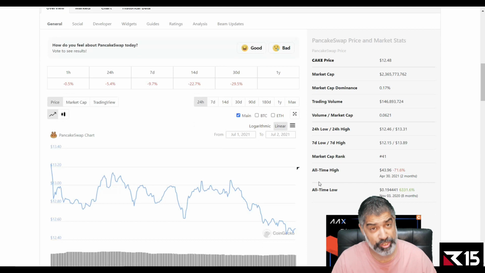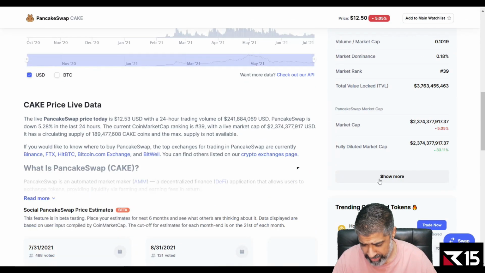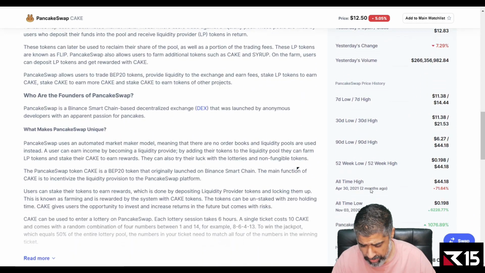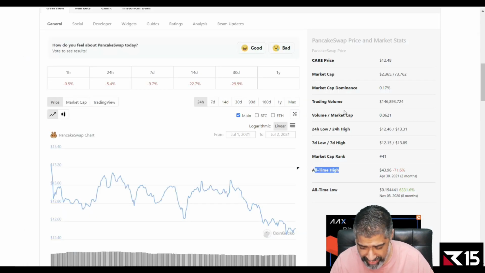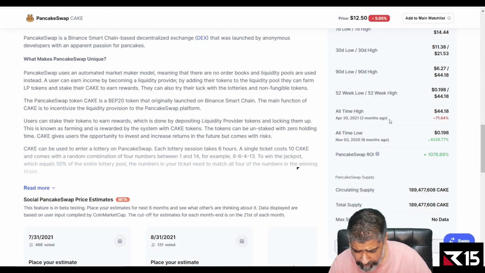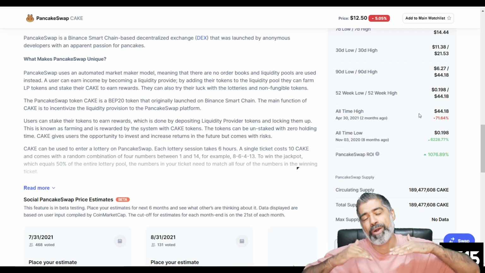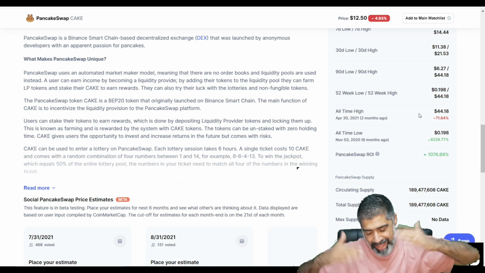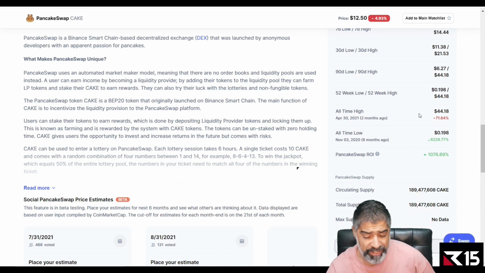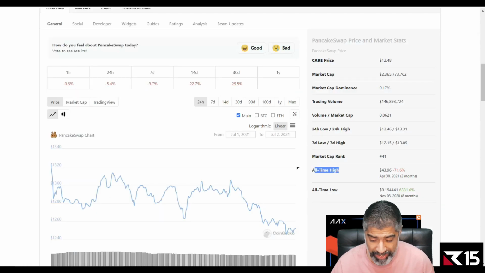What we want to check today, before we jump into some of the fundamentals of PancakeSwap, is all-time high is 43.96. And how do you find that on CoinMarketCap? You click this show more, and you scroll down a bit more, and then it tells you here as well. All-time high is 44.18. You'll see that it's slightly different prices, right? 43.96 and 44.18. How can I have different prices? Well, one of them uses closing day data and one uses the high that it actually made. It just is what it is, right? For different reasons. So the price action is down from the all-time high by almost 72%.